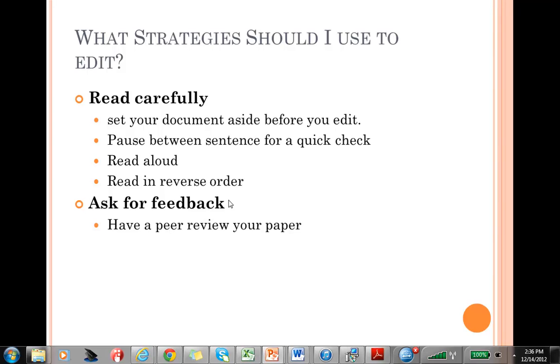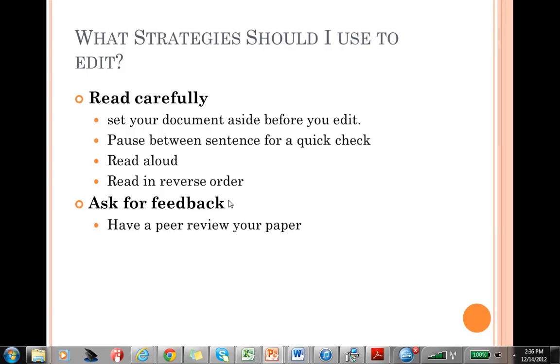You can read it out loud. Sometimes if you read something out loud, you can really hear the mistakes that you're making. Or you can read it in reverse order. That means sentence by sentence in the backwards order, because that really makes you pay attention to each sentence at the sentence level. Finally, you can ask for feedback, which is what we're going to be doing next.